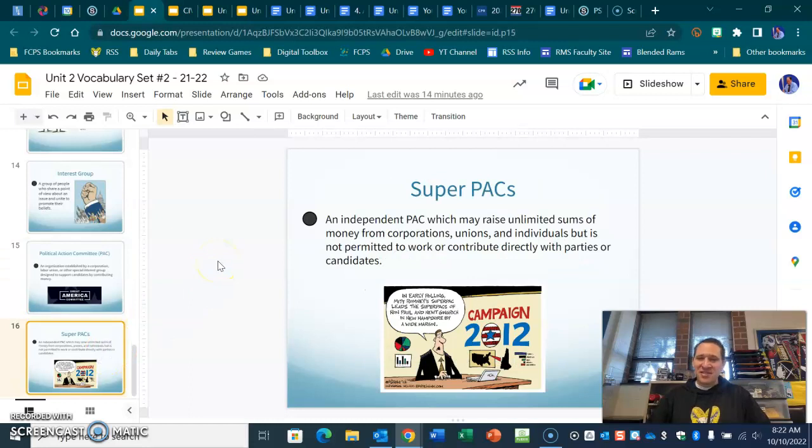Then you have super PACs, and this is a Supreme Court case we're going to talk about later this year, Citizens United versus Federal Election Committee. A super PAC is where a bunch of the PACs get together and put their resources together, their money that they've raised together, but they can't give it directly to a candidate. They have to basically do things independently. They would make a commercial or an advertisement without connection to that candidate. They would just do it on their behalf. That's a super PAC. They are not allowed to give money directly to campaigns. They have to do it independently on their own.